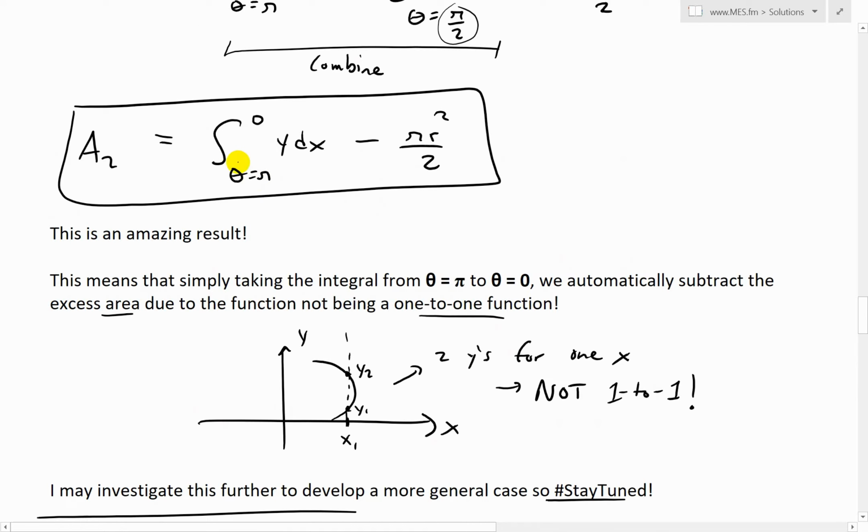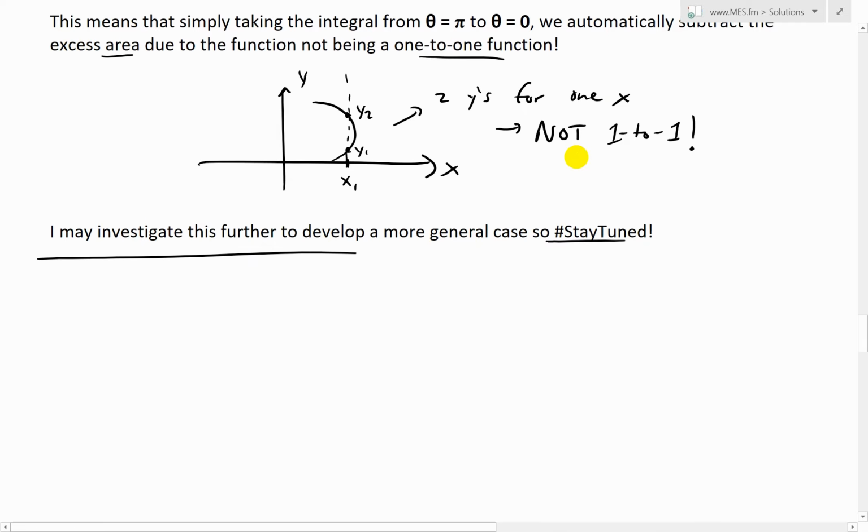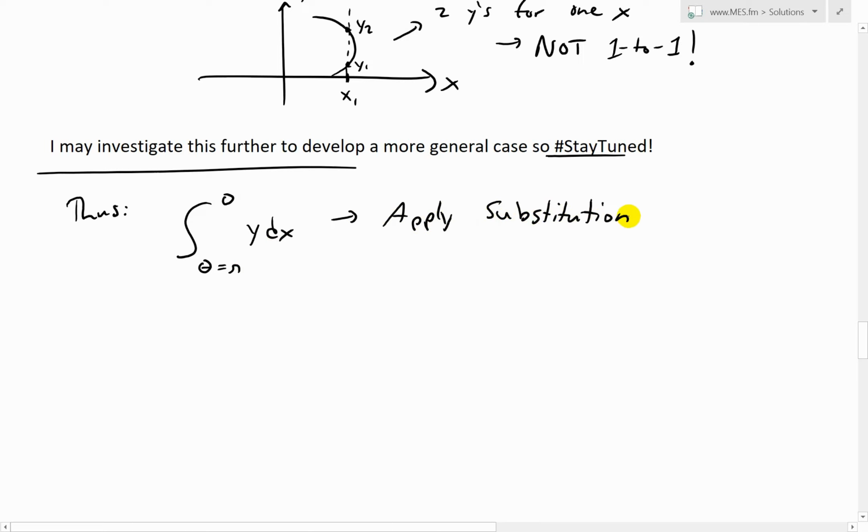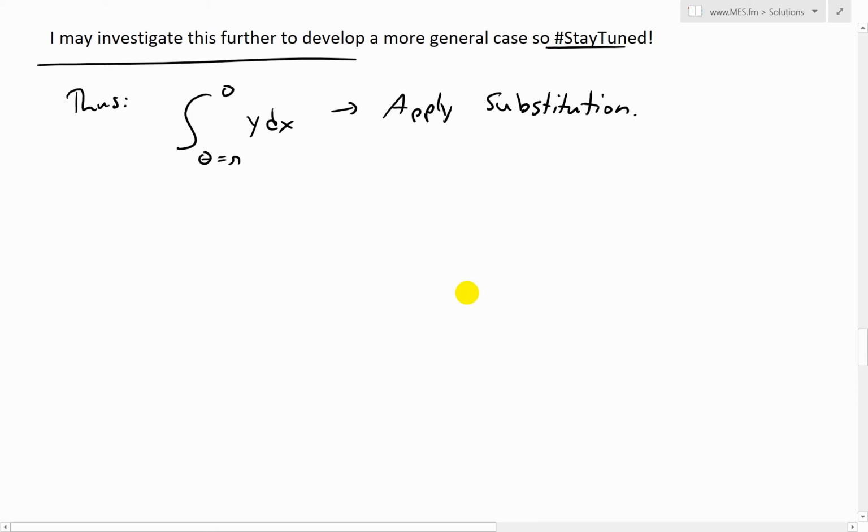This is the integral from theta equals pi to 0, and just ignore that part right there. So we have, thus, and then you apply the substitution rule. This is theta equals pi up to 0 of y dx. Then what we need to do is again apply the substitution rule to get the parametric equations. Apply substitution.